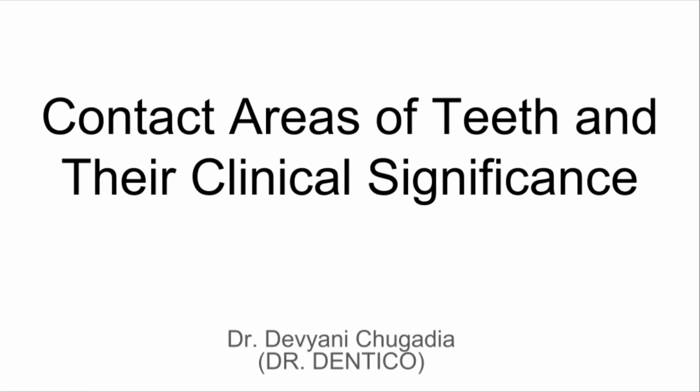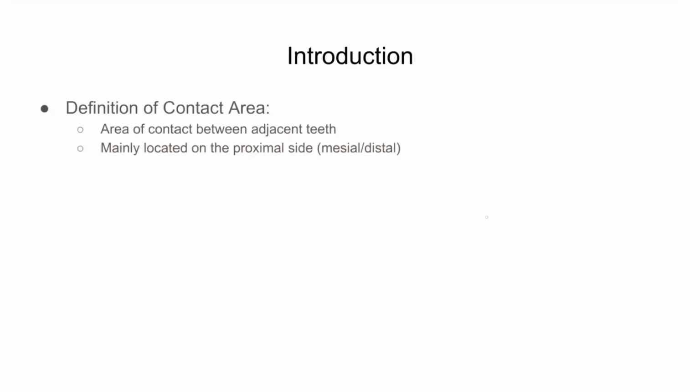Today's video is on contact areas of teeth and their clinical significance. When two adjacent teeth contact each other, mostly this contact is present on the proximal side of teeth. It can be your mesial side or your distal side. This area where these two teeth are contacting each other is known as the contact area.